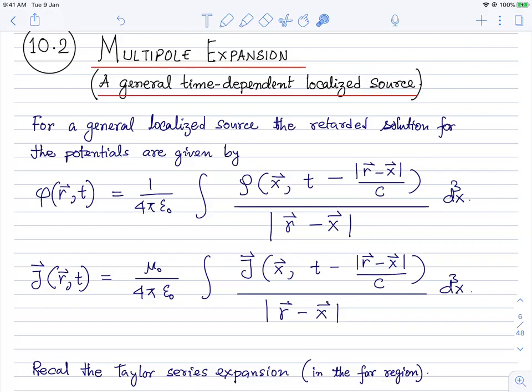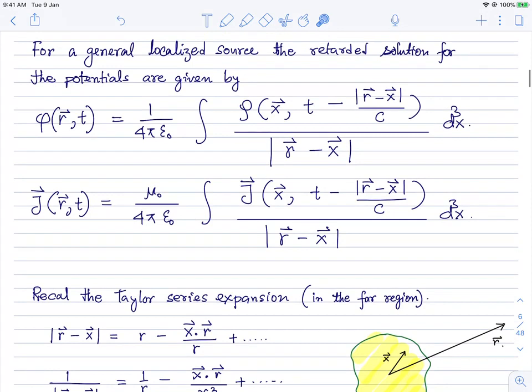So the strategy is very simple. Take an arbitrary source, consider the retarded solution, and do a multipole expansion of that to capture the 1 over r terms. That is what we have to do, and find the corresponding electric and magnetic fields, and from there we'll be able to know what is giving rise to this kind of radiation fields far, far away. By the way, that far region where we have this electromagnetic radiation is also known as the radiation zone. These terminologies are used interchangeably.